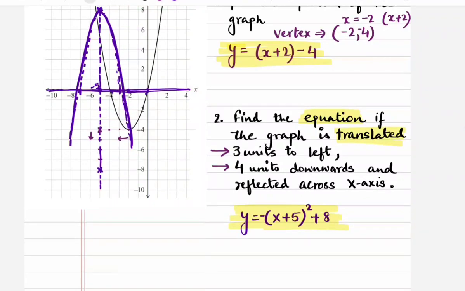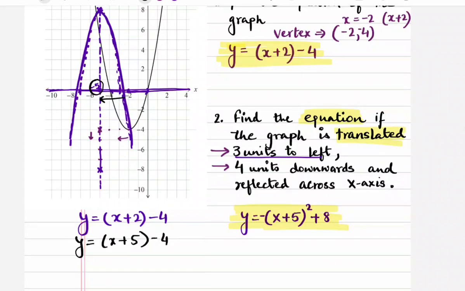Just to give a quick revision. So what we did was, our original graph was (x plus 2) squared minus 4. When we moved it to the left, it reached -5. So the graph now became (x plus 5) squared minus 4, right? Then we moved it down from -4 to -8. So the new equation after that became (x plus 5) squared minus 8, right?